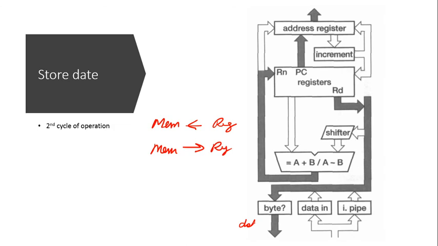So here the data goes. If it is from memory to register, then what way will it come? The value will come to this byte. From the byte the value will be loaded to the registers, whichever register we are addressing. So this is how the store data can be made in the second cycle. So this happens in the second cycle.